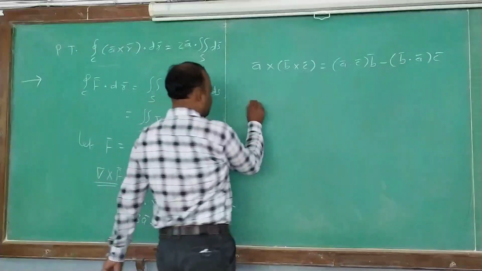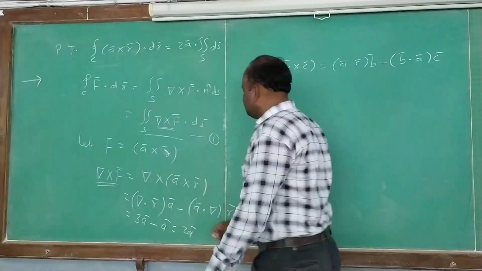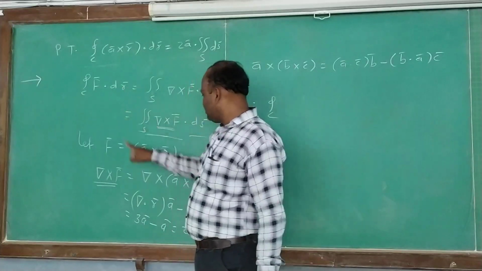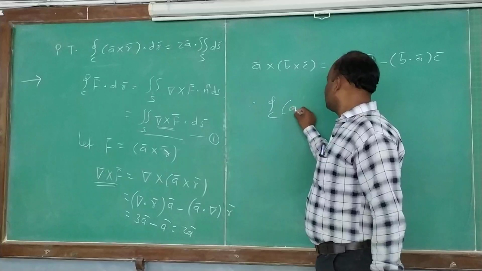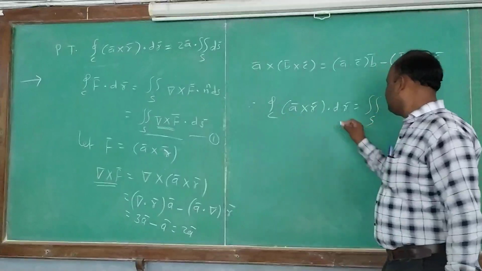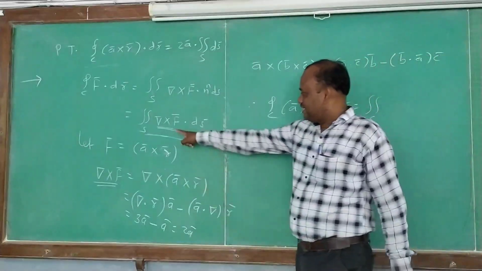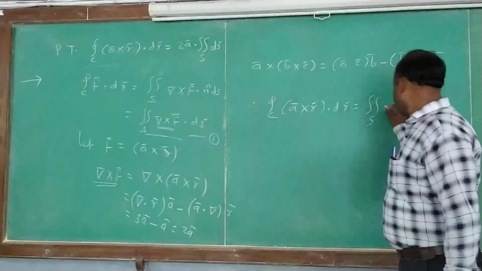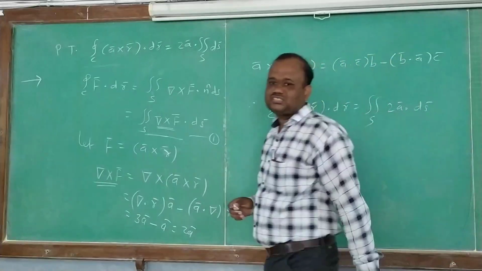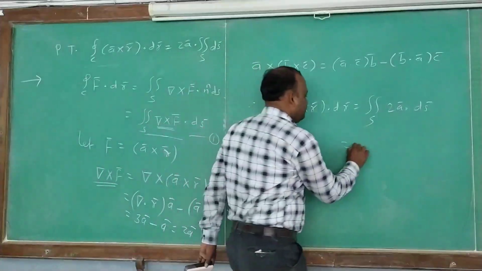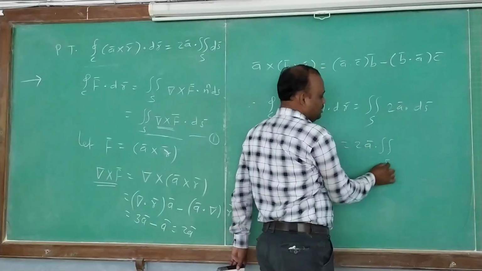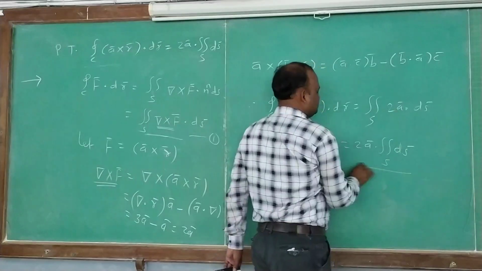And therefore equation 1 becomes: what is the LHS? Closed integral over C of f bar dot dr bar. What is the value of f bar? f bar is a bar cross r bar, so a bar cross r bar dot dr bar is equal to double integral over S of del cross f bar. Now del cross f bar is 2a bar dot ds bar. And this 2a bar is a constant vector, so you can take it outside the integral. This can be written as 2a bar dot double integral over S of ds bar. So this is what was required.